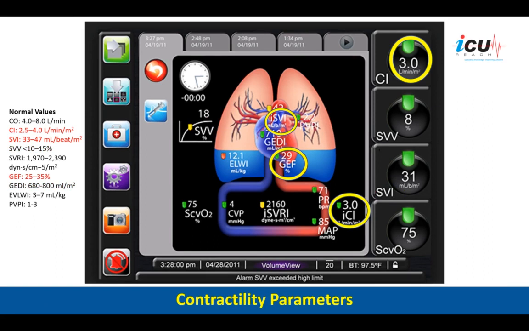The second group of parameters that you get are parameters for contractility. And clearly, you can get first the stroke volume index, and you can get information about the global ejection fraction. The normal value for this is 25 to 35%. This is different than the left ventricular ejection fraction that you know. And then you get information about the cardiac index with a normal value of 2.5 to 4 liters per minute per square meter.